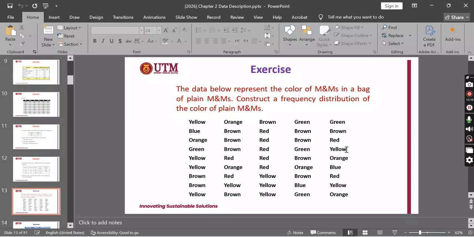Another example is about M&M's chocolate. We're talking about colors here, so we have only one variable, which makes it univariate. Why? Because we focus only on the color of the M&M's. These are the colors that we have: yellow, blue, orange, green, and so on.